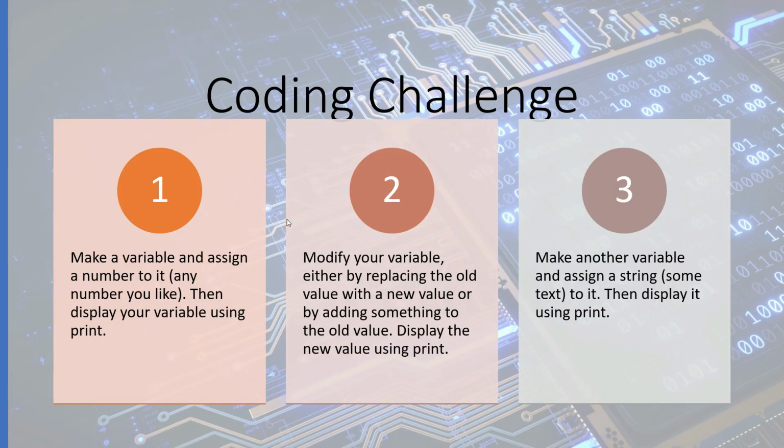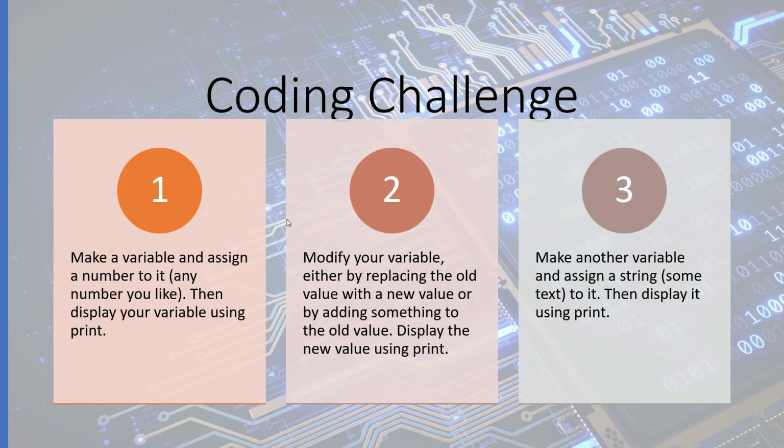Alright, let's test what you've learned with a coding challenge. Make a variable and assign a number to it, any number you like. Then display your variable using print. Part 2. Modify your variable either by replacing the old value with a new value or by adding something to the old value. Display the new value using print. And finally, part 3. Make another variable and assign a string, some text, to it. Then display it using print. Now pause the video and try to do this on your own.